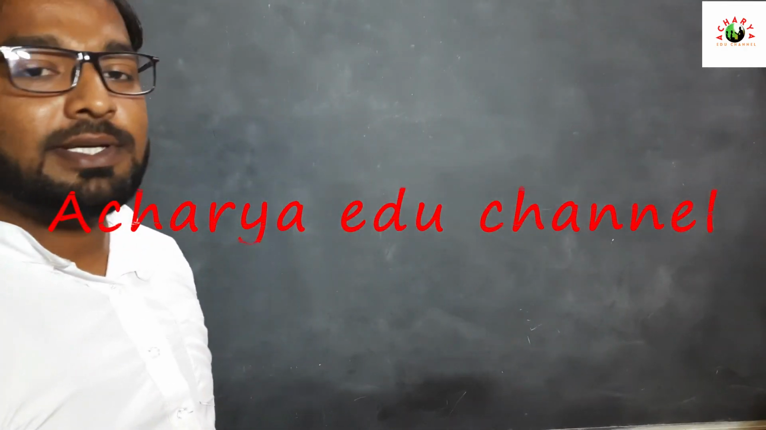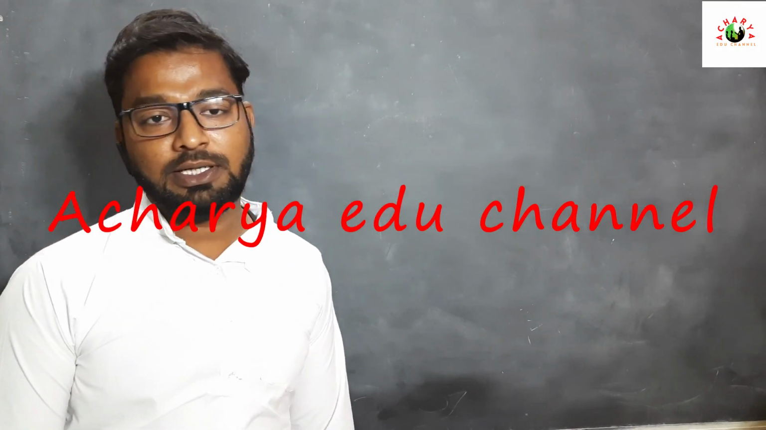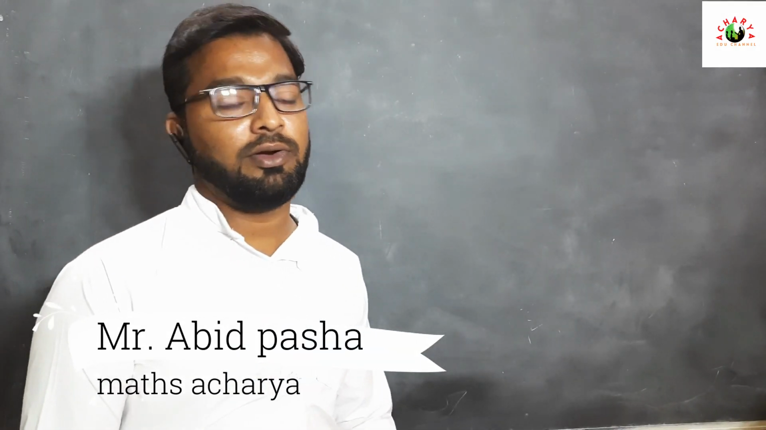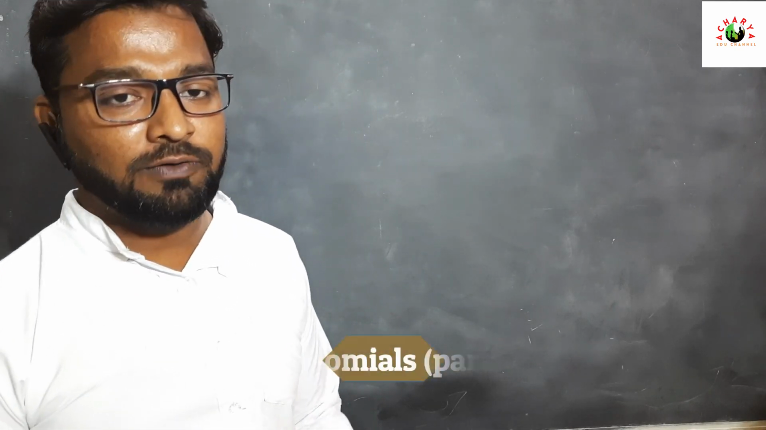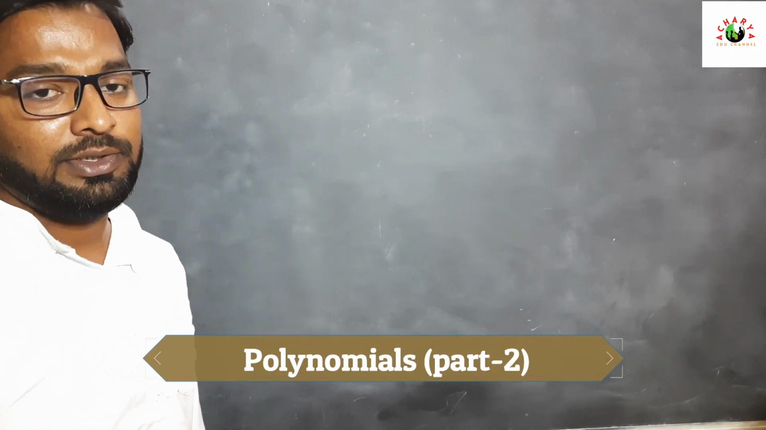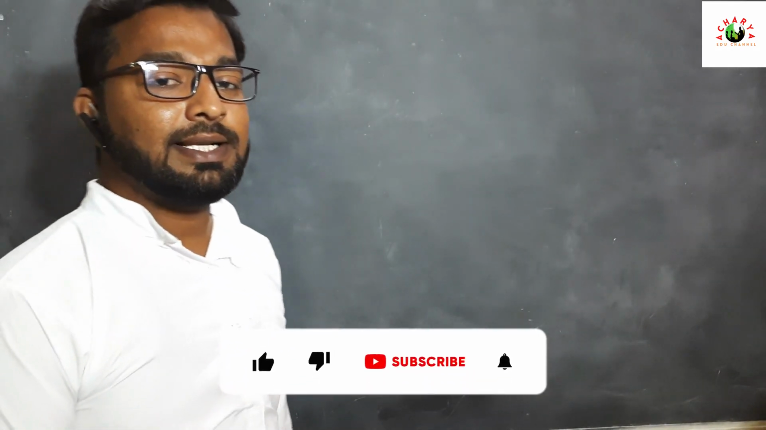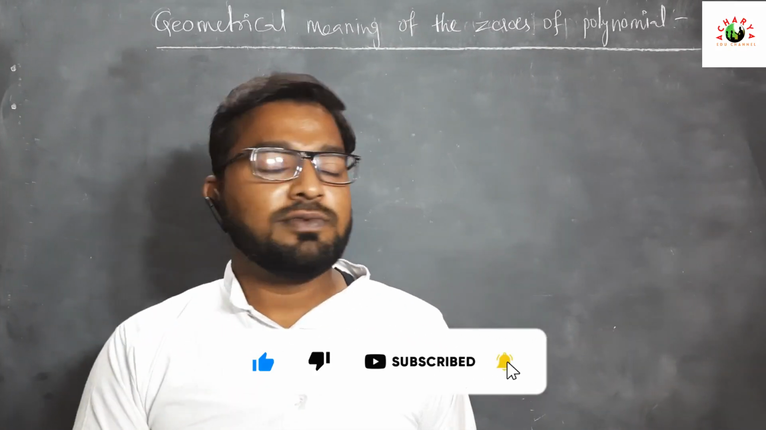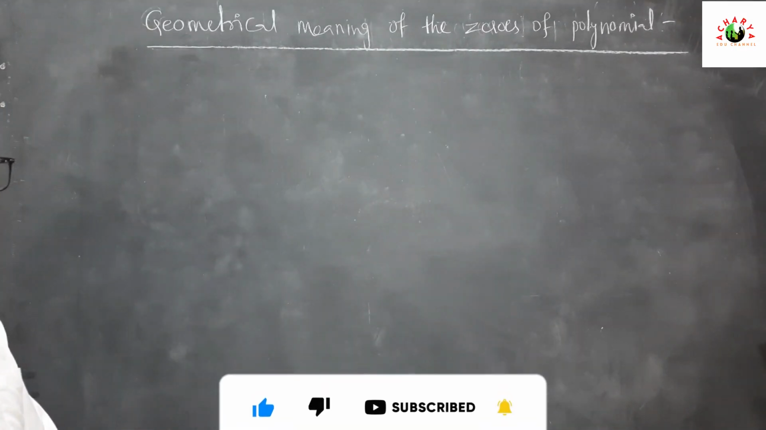Last class we discussed polynomials, the introduction, how to identify which are polynomials and which are not, the value of a polynomial, zeros of a polynomial, and the degree of a polynomial. Now in this class we are going to discuss the geometrical meaning of the zero of a polynomial.